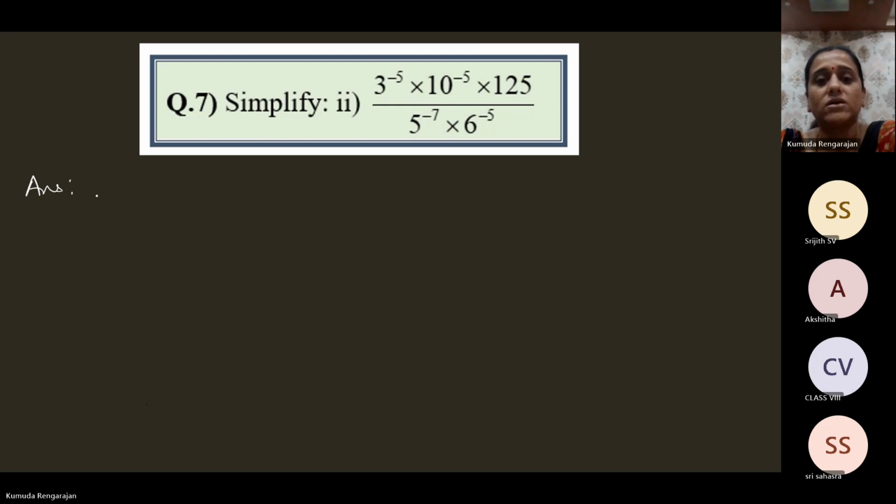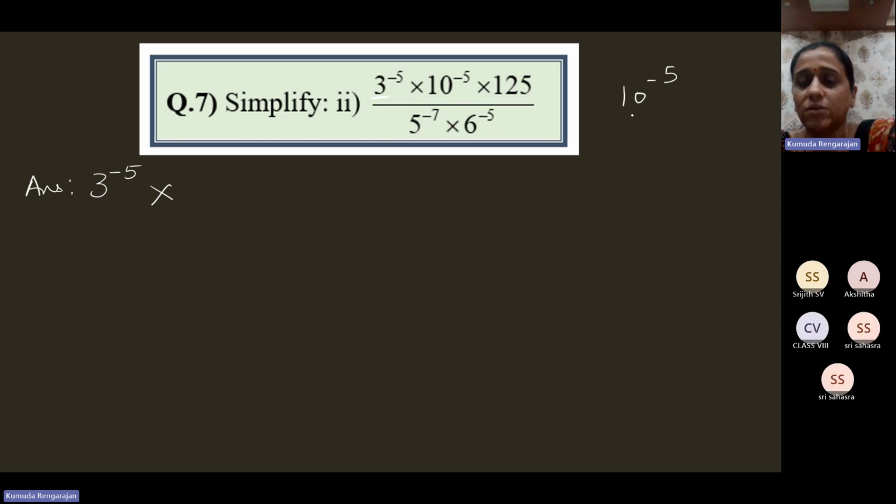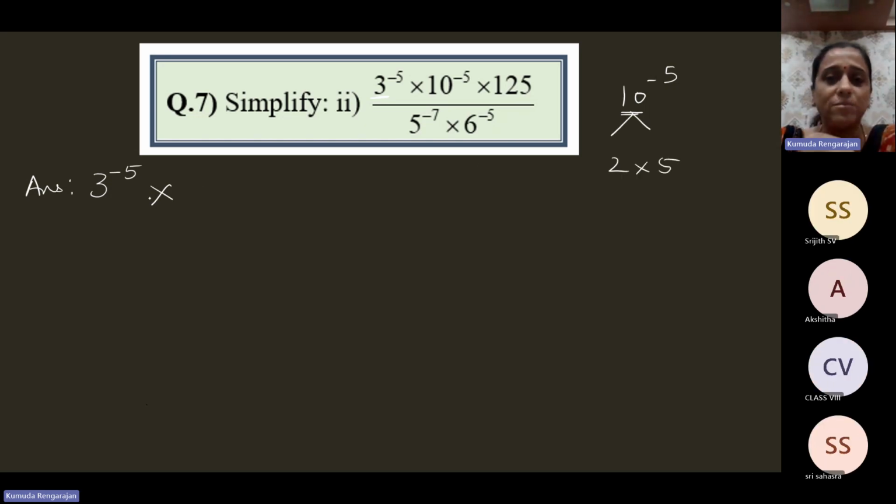So now 3, the base 3 here cannot be factorized any further. So we'll just write that as 3 to the power minus 5. The next one is 10 to the power minus 5. The base 10 can be factorized and expressed as a product of its prime factors. So what is 10? 2 into 5, right? So we'll write the base 10. If it is factorizable, we'll factorize. If it is not factorizable, we'll write the base as it is. So here the base 10 can be factorized. So we'll write it as 2 into 5 or 5 into 2.